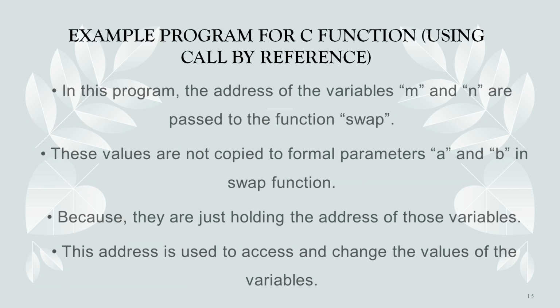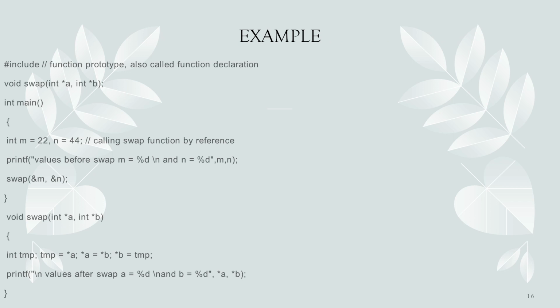For example, a program for a C function using call by reference. In this program, the addresses of the variables m and n are passed to the function swap. These values are not copied to formal parameters a and b in the swap function, because they are just holding the addresses of those variables. This address is used to access and change the values of the variables. Let us see the example of function declaration in swapping.